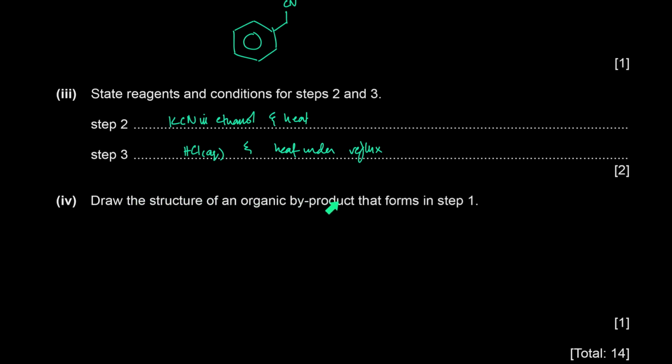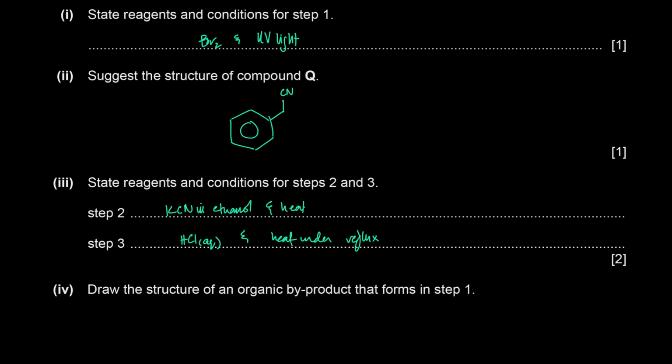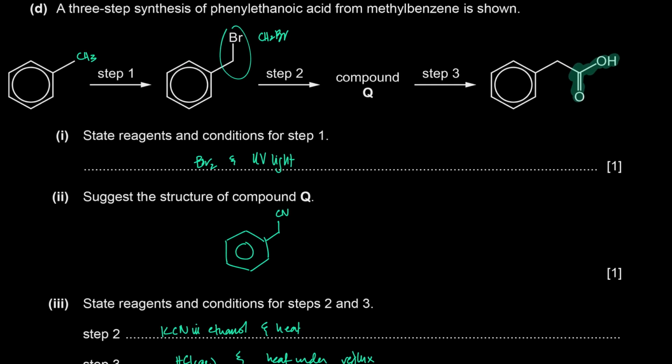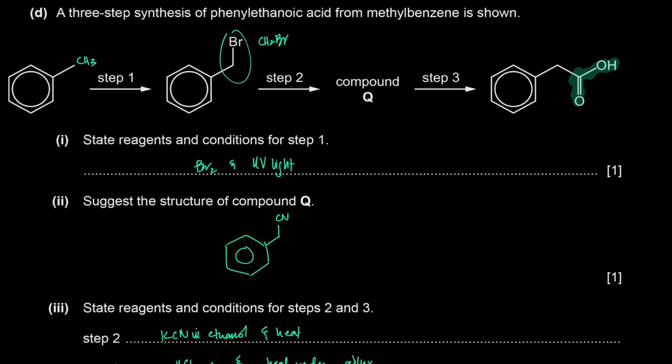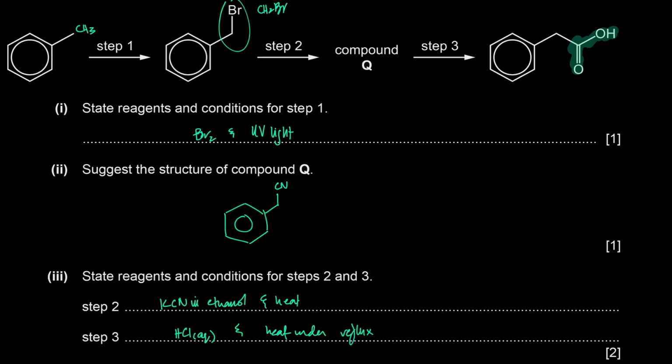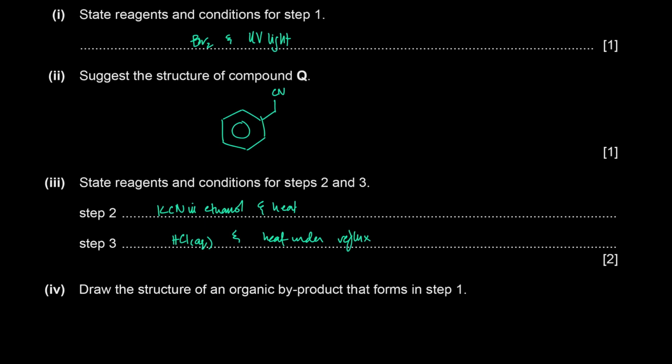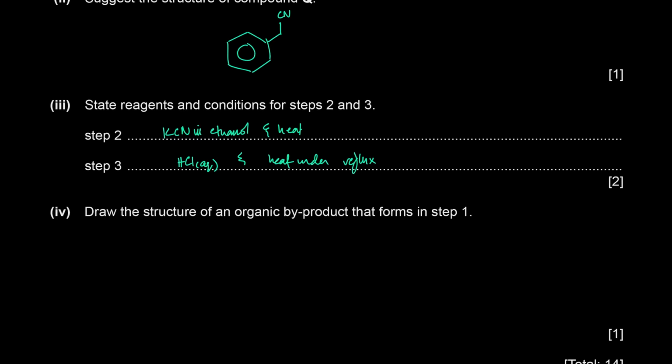Draw the structure of an organic byproduct that forms in step 1. So they're saying in step 1, when you have free radical substitution, you can have other organic products form. So one possible organic product that you can have is if you have further substitution take place, right? On the benzene ring, instead of 1 bromine atom substituting, you can also have 2 bromine atoms substitute. So that is another possible product of the free radical substitution reaction.